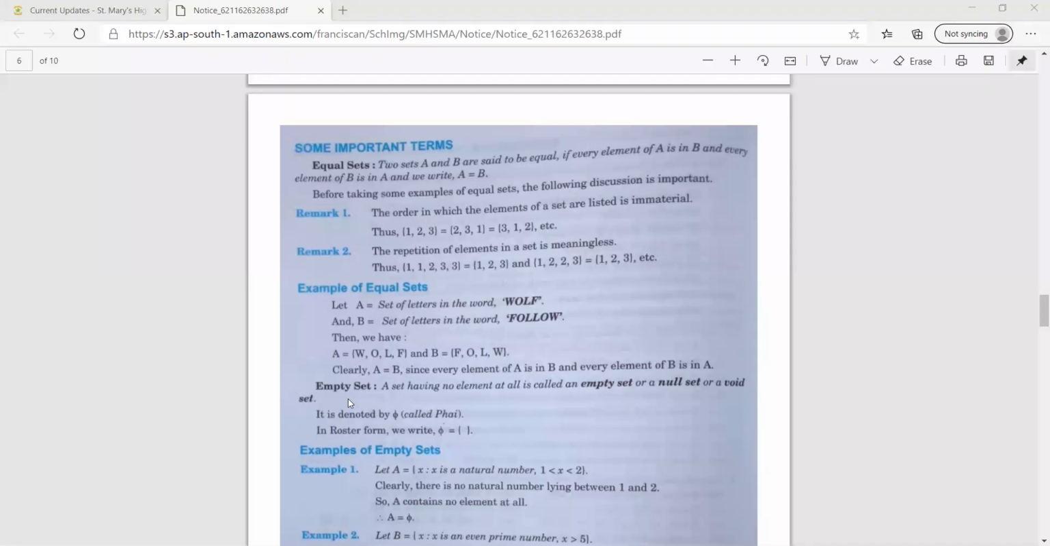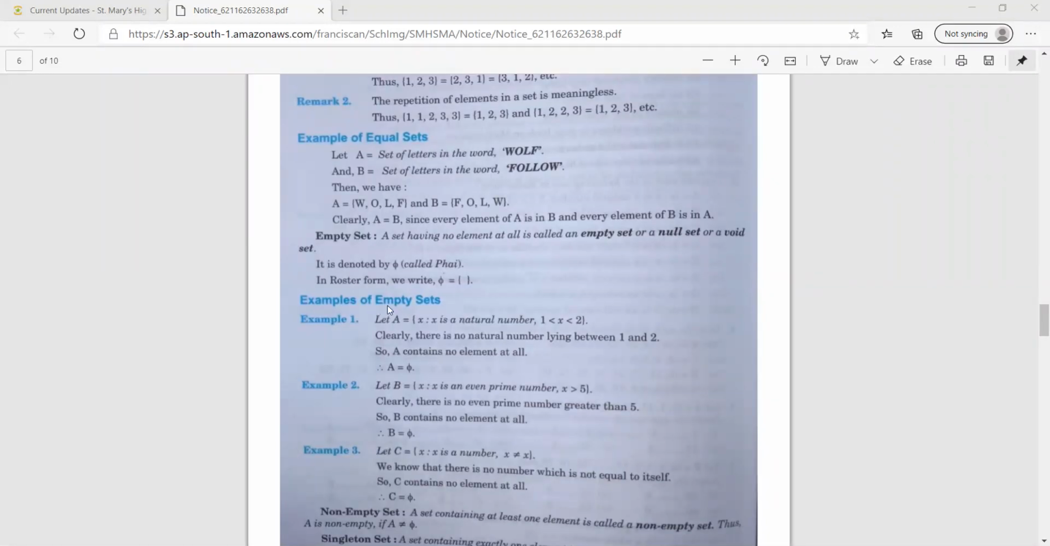Then we go to the next type, which is the empty set. A set having no element at all is called an empty set or a null set or a void set. It is denoted by this symbol, which is called phi. In roster form, we write phi equals curly brackets with nothing inside. So if you are representing an empty set in roster form, this is how it will be represented.